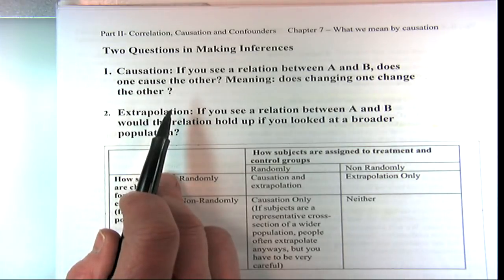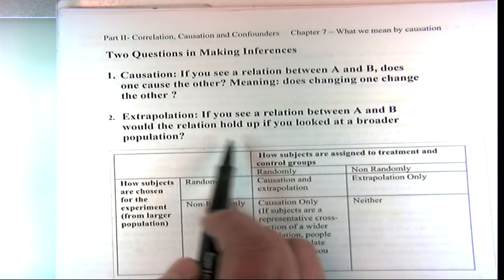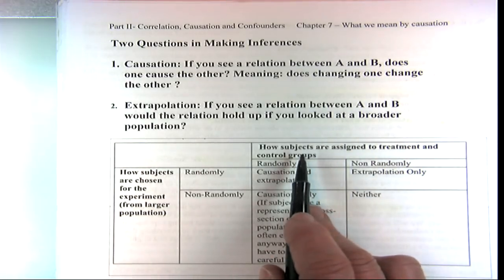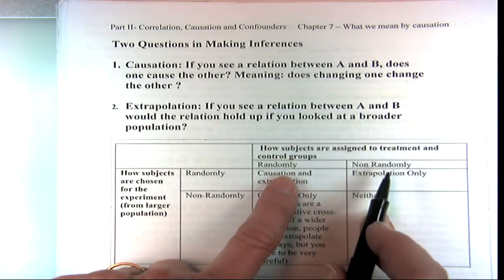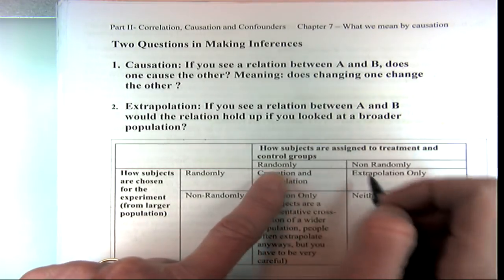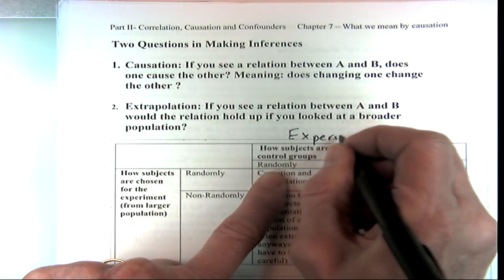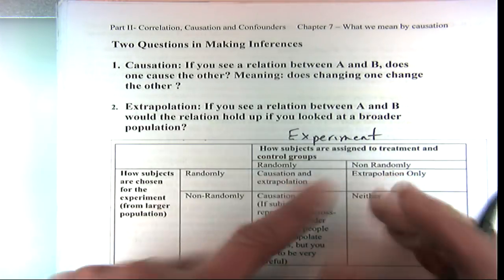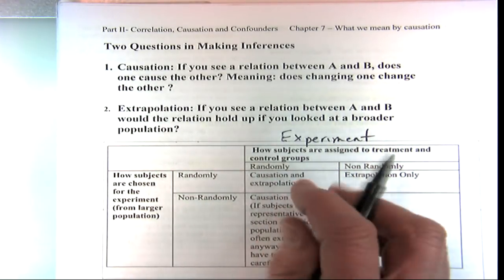We also have to ask, if you see a relationship between A and B, would the relationship hold up if you look at a broader population? So there are two types here. How subjects are assigned to treatment and control groups through randomization gets at causation. They can be assigned randomly or non-randomly. This is how we design the experiment: once the subjects are in the group, we can assign them randomly or non-randomly. And only random will lead to causation.